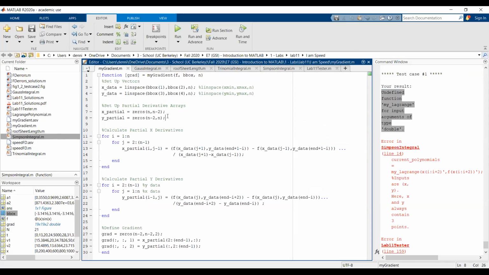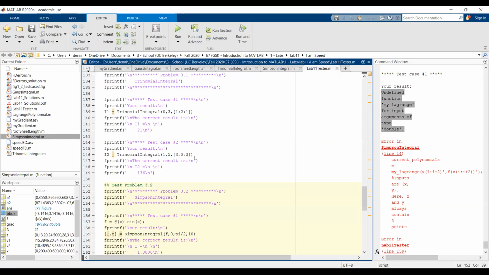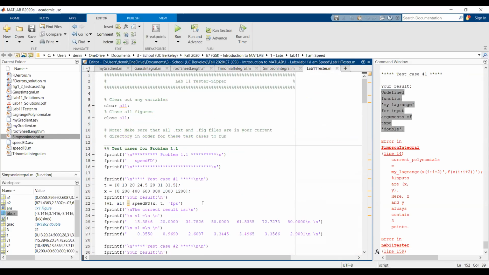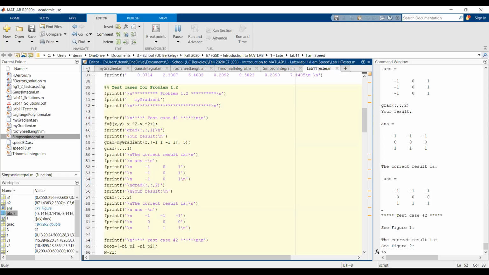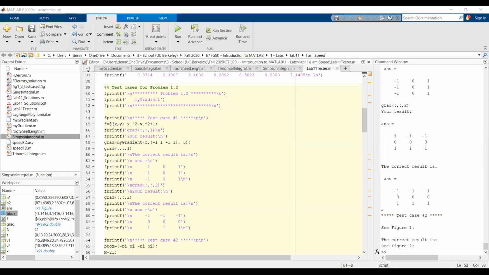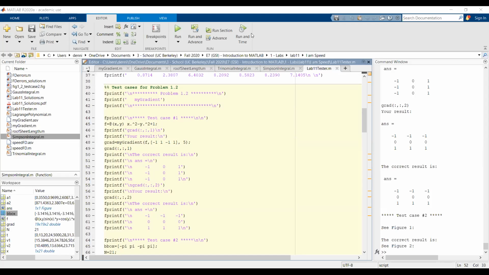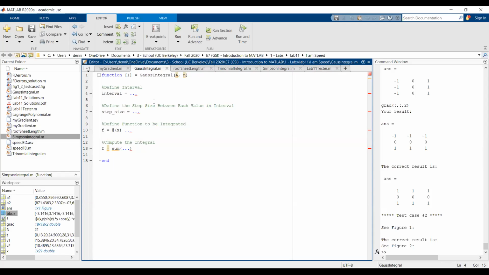Okay, let's just test this one out. 1.2, my gradient. Let's do run section. This is what it should look like in the end. Does that look right? Yeah. Very pretty to look at, but a little bit tedious to set up. That's the tendency for all of these quiver plot problems.